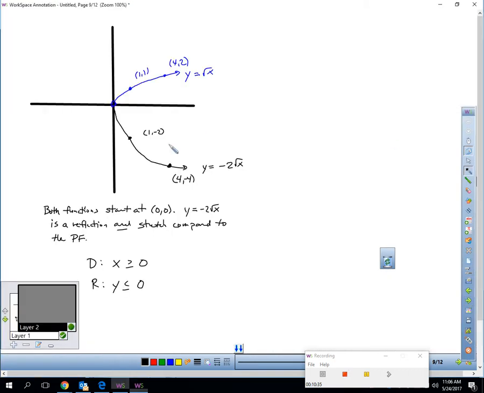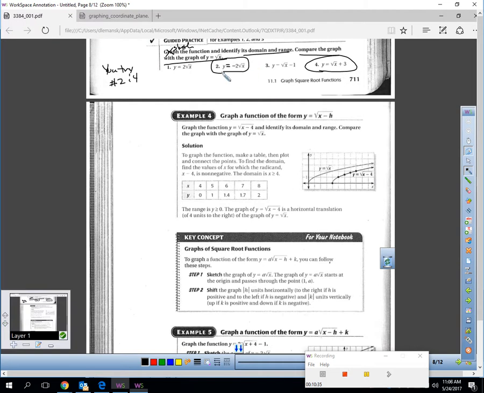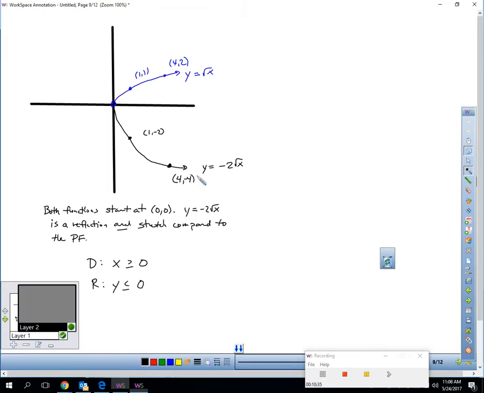Okay, we're back. So the number 2 that you did, y equals negative 2 square root of x, should look like the following. There's the parent function. Y equals negative 2 square root of x is the actual function. The domain would be x greater than or equal to 0, y less than or equal to 0. And both functions start at (0, 0), but y equals negative 2 square root of x is a reflection and stretch compared to the parent function. That would be everything for question 2.